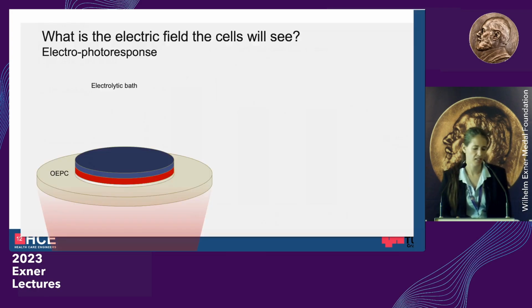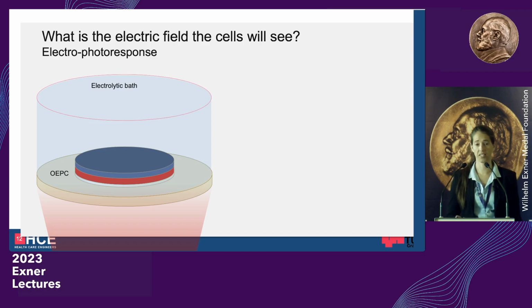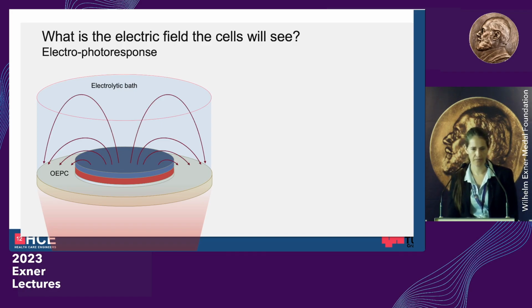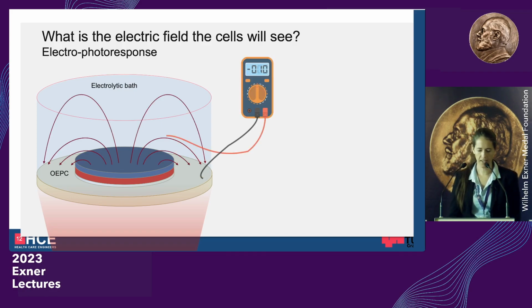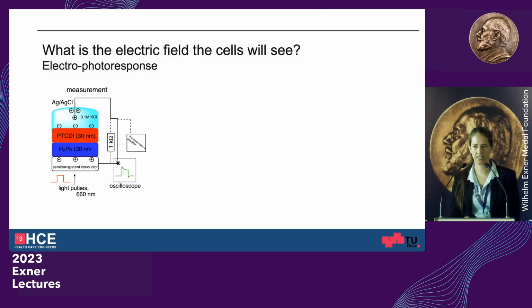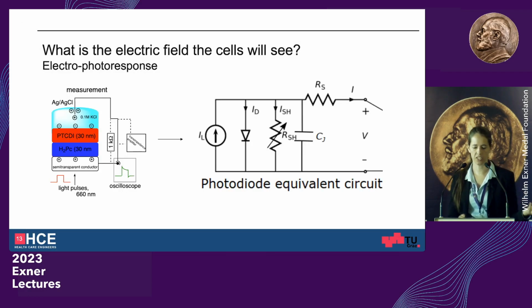The next question that we wanted to answer was, what is the electric field that the cells can feel? We can see here how we measure this. We have the electrolytic bath, where the cell lives in. We have the OEPC device, and then we can measure the electric field that arises from switching the light on. We then tried to model the behavior of the cell to get an idea what happens when we switch the light on. In this first step, we used a photodiode equivalent circuit that was parameterized based on our measurements.